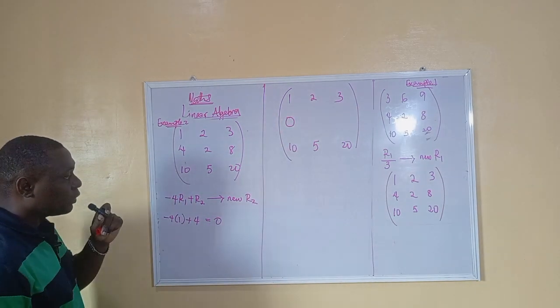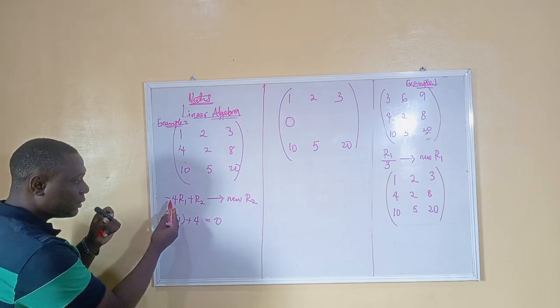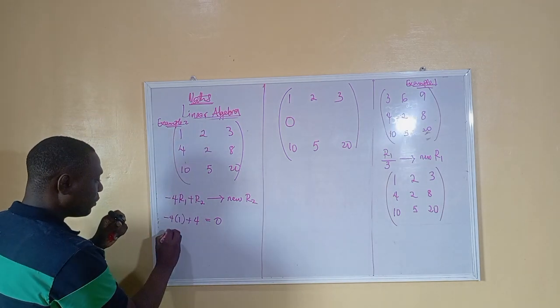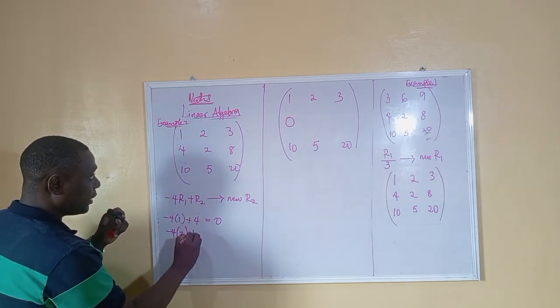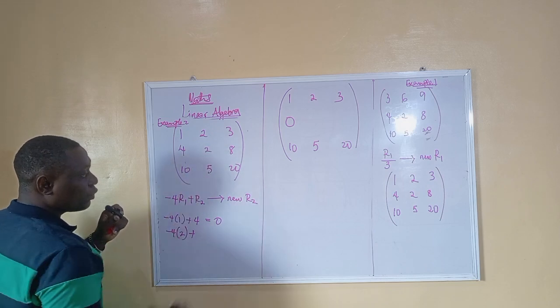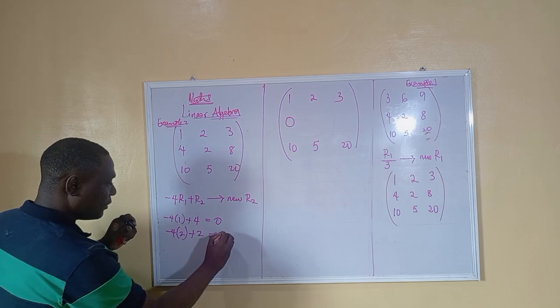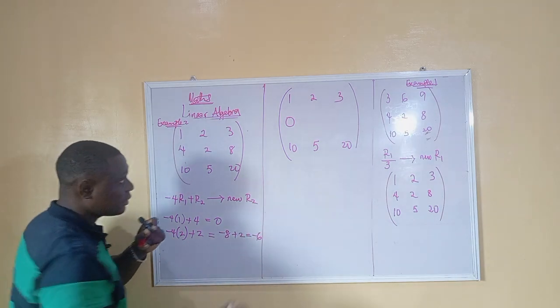To get to the second one, we go back to this prompt again. -4 times row 1, so we are doing -4 times 2. We are picking the next entry here, times 2, then plus the next entry in row 2, which is 2. This will give us -8 plus 2, and that gives us -6. -6 here.